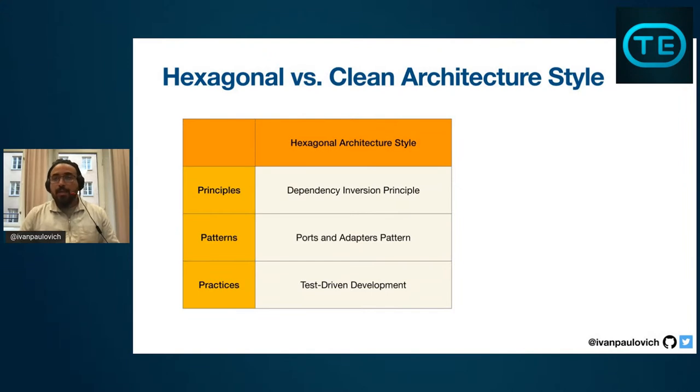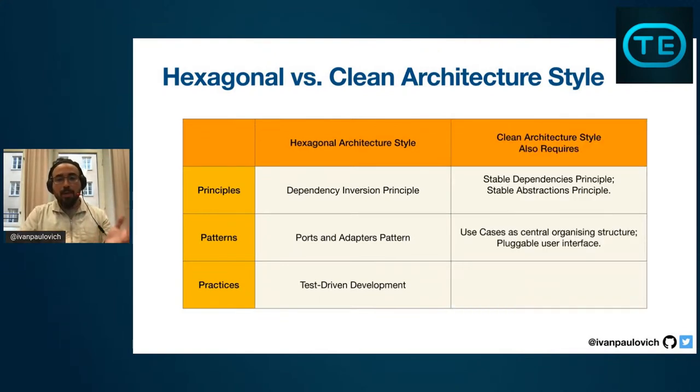Well, at this point, I've been talking about hexagonal architecture style. And hexagonal architecture style will define those principles: dependency inversion, ports and adapters, and TDD. Clean architecture will also follow those, but add some spice to it, actually. So then clean architecture style, in my view of experience, should follow the stable dependencies principle and the stable abstractions principle.